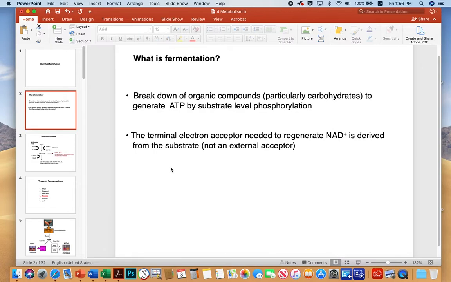In fermentation, though, the terminal electron acceptor needed to regenerate oxidized NAD, or NAD+, is derived from the substrate, so there's not an external electron acceptor. And so I'll show you that when I get into the actual details of the pathway. So both of these need to be met in order for it to be considered fermentation.